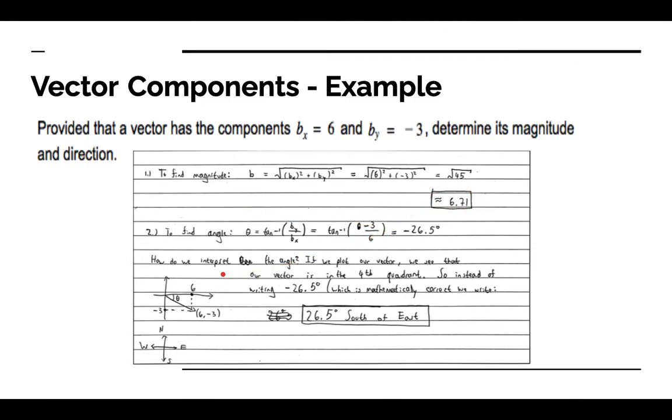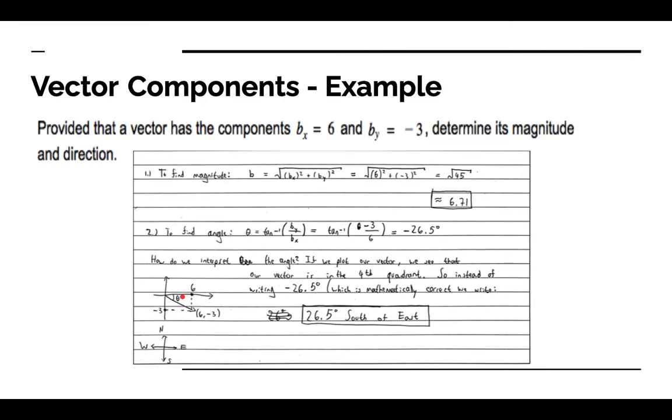Now to find our angle theta, we take the arctangent of by over bx, which is going to be -3 divided by 6, which gives us an angle of -26.5. Please make sure your calculator is in degrees, not radians, okay? So the angle of -26.5 means that we're going to be 26.5 degrees south of the x-axis.